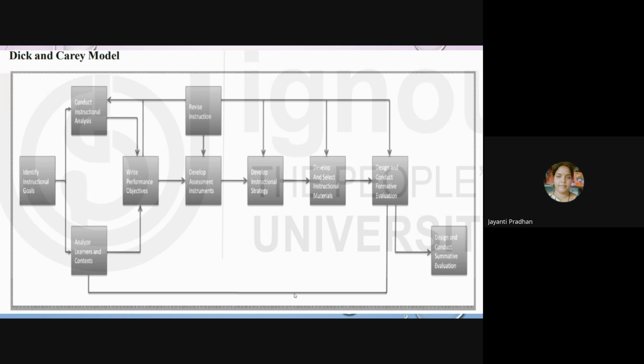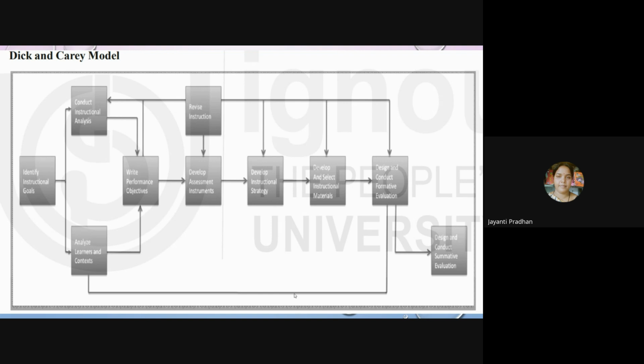So in the Dick and Carey model you see, first is identifying the instructional goal. What do I want, which instructional goal is there? We have already discussed the national goal and the educational goal, and basing on that instructional goal, so identify the instructional goal to be achieved at that particular level. If it is education, then what kind of instructional goals should be achieved, we must identify that at the first hand.